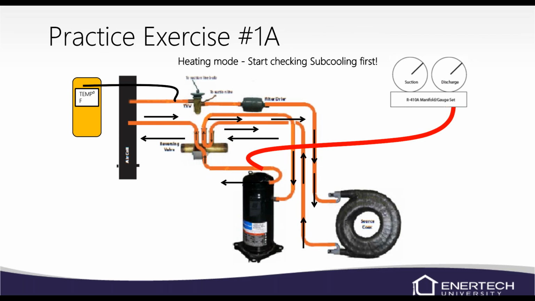So we'll go through a few practice exercises to wrap this up here today. We're in heating mode. We're going to check subcooling first. Again, it doesn't really matter too much what you check first. If it's a packaged unit, the line temperature at your TXV is inside the blower cabinet. So you're going to have to remove the door, put your temperature probe on there, and put that door back on.